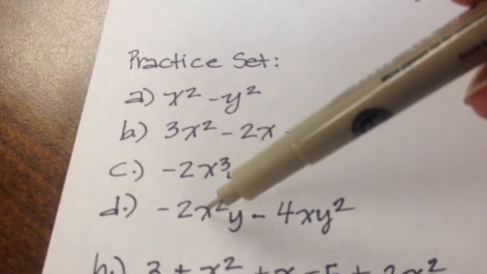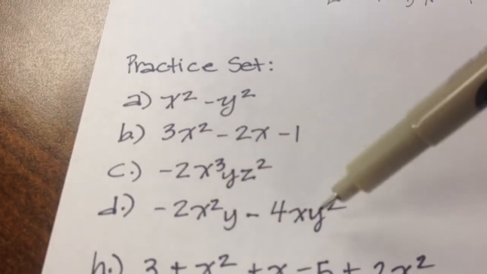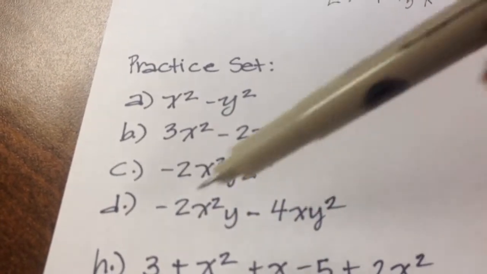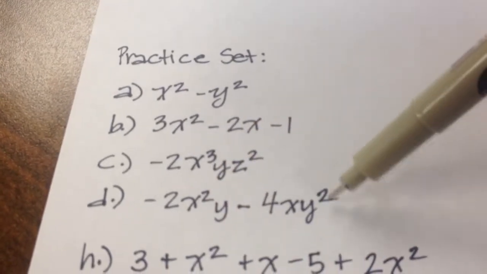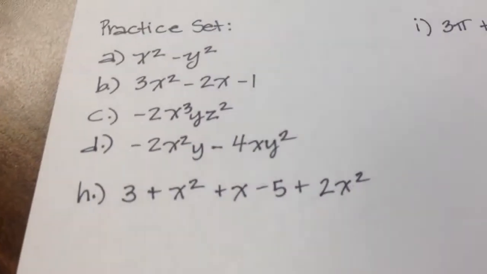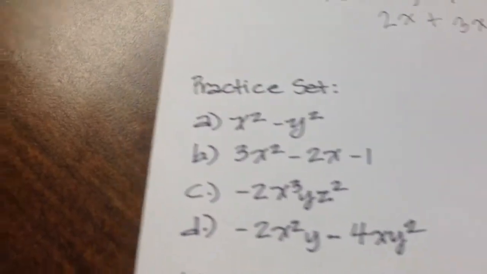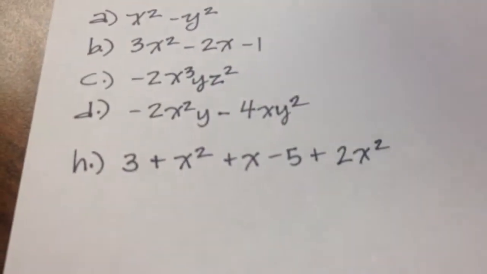This one, x squared y and then xy squared. Those are different. So this again is binomial. Now, it's going to ask you, can you collect like terms? We did it a little bit up there.